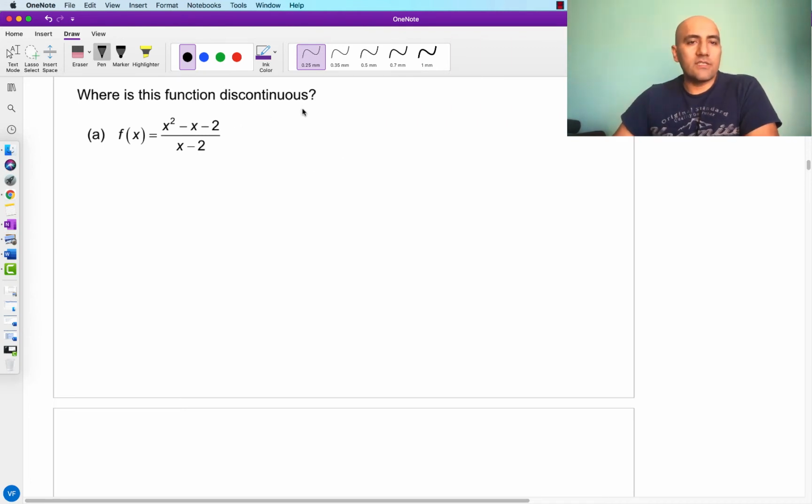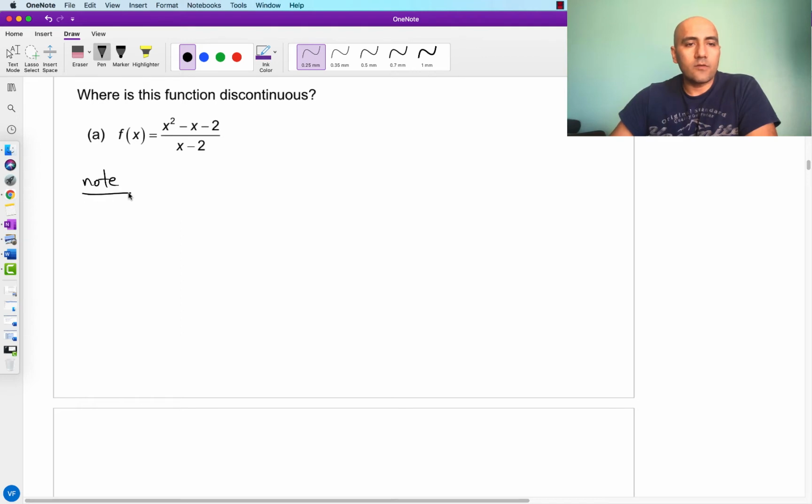Okay, where is this function discontinuous? f of x equals x squared minus x minus 2 all over x minus 2. Note that in order for it to be continuous, we need the function to be defined at that value. We need the limit to exist. And we need them to equal each other for all the points where it's continuous. So if we can find places where that's not going to happen, those are the places where it'll be discontinuous. So in particular, note that if x equals 2, we will have something divided by 0.